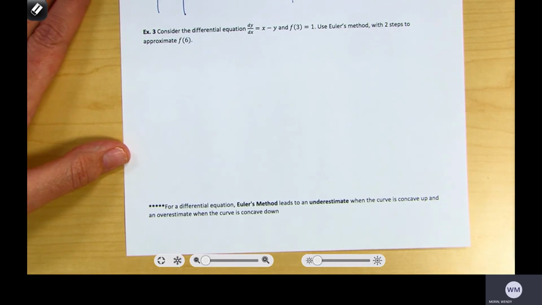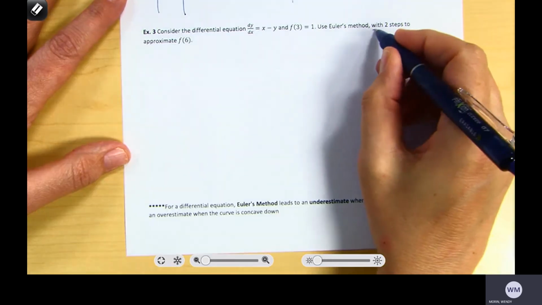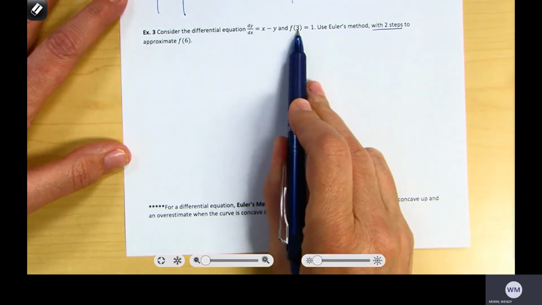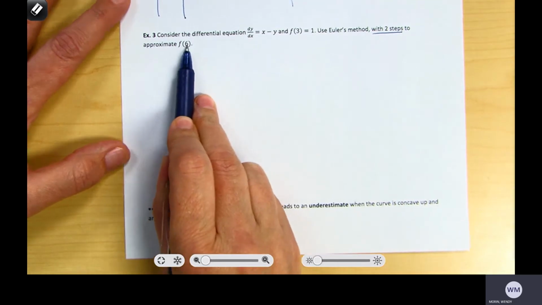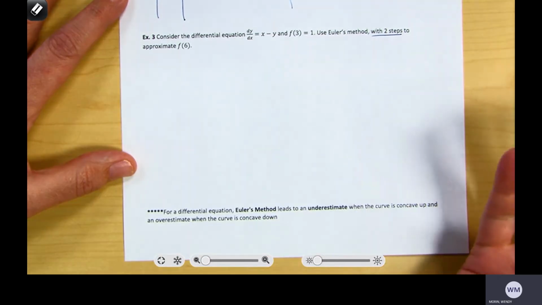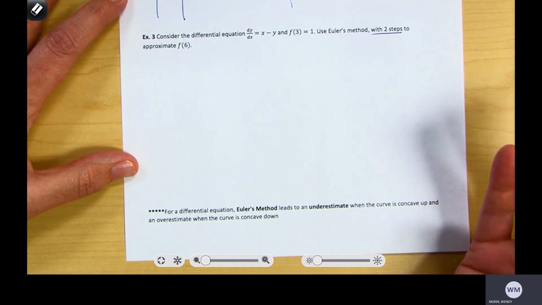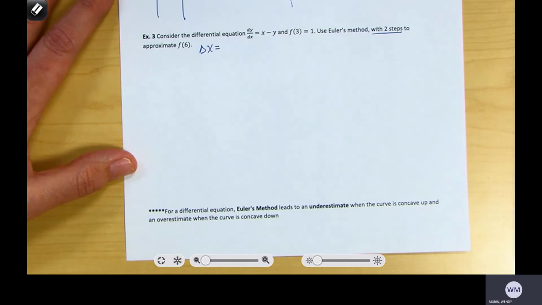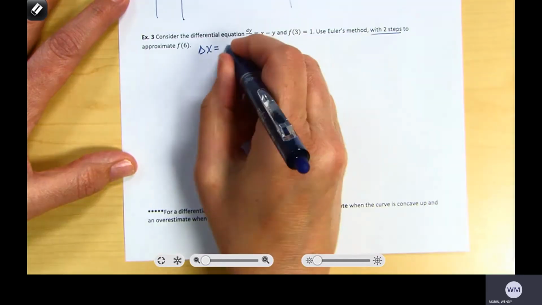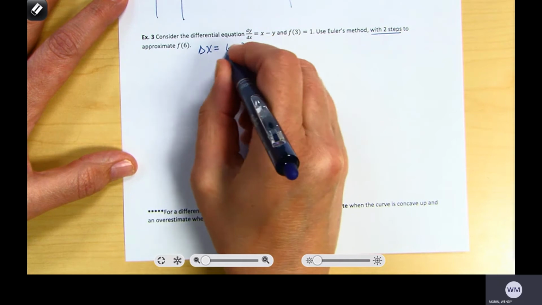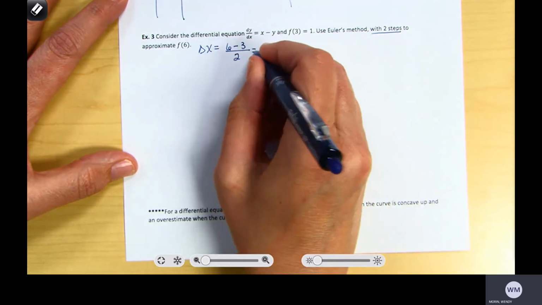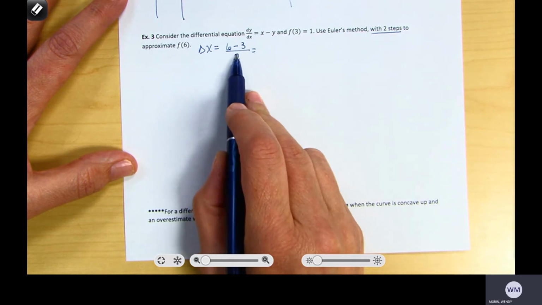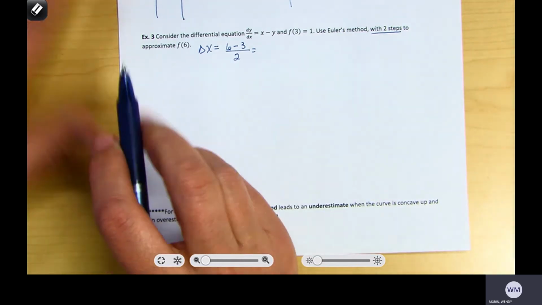I think this one is a little bit different because it says with 2 steps. We're starting at 3, and they want us to go to 6, and they only want us to use 2 steps. So this one's a little bit different because they don't give us our step size. So we have to calculate our step size. Okay, so it's the difference in the x's divided by how many steps you want. So we're starting at 3, so it's 6 minus 3 divided by 2. So what's our step size?